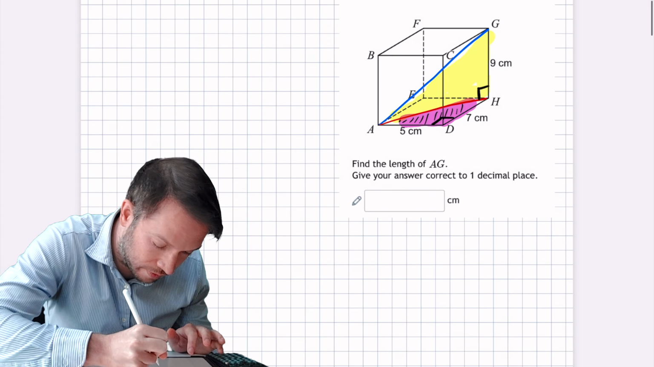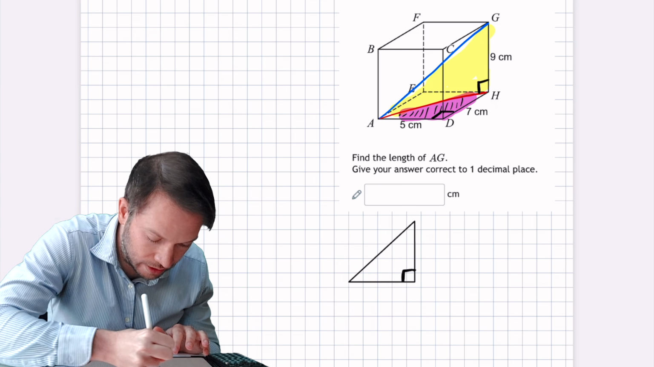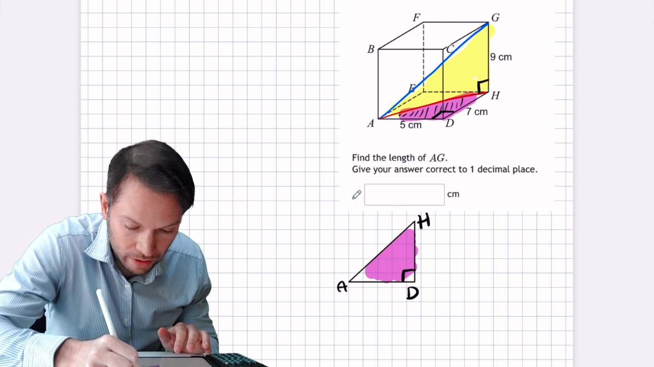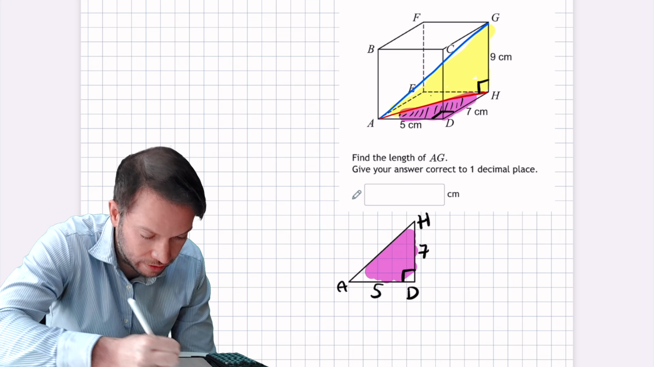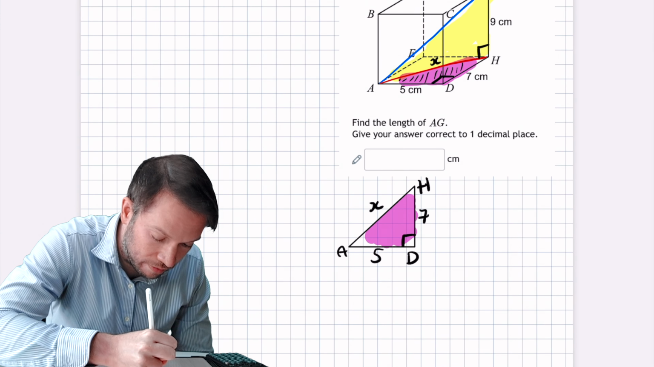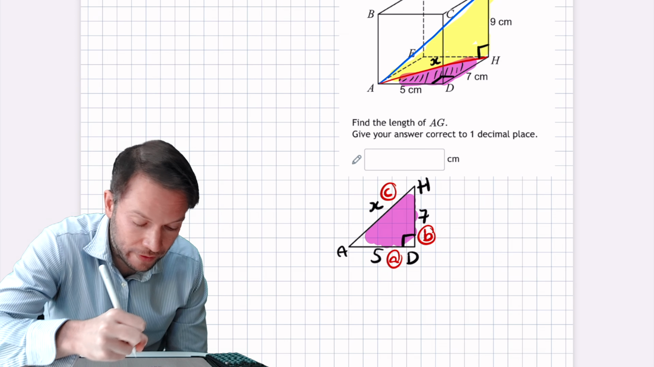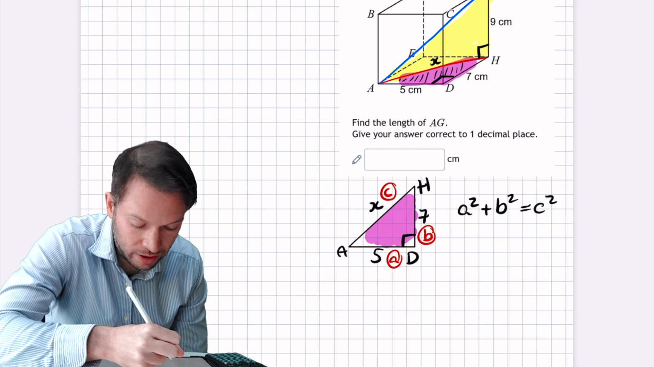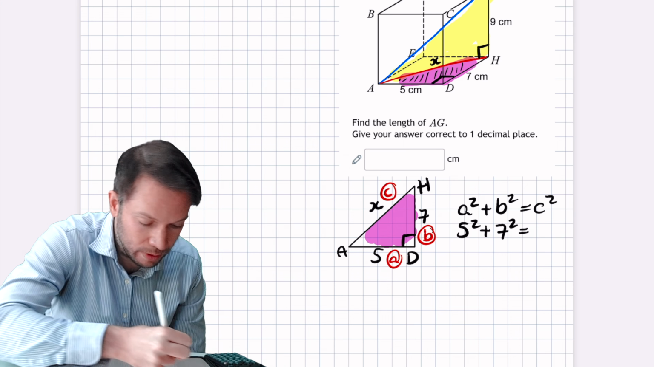So if we look at ADH first, this is the purple triangle. We know that this length is 5, this length is 7, and we want to find this red length here. Let's call it X for the moment. Now remember how Pythagoras theorem works. You label the two shorter lengths as A and B, and the hypotenuse, the longer side, as C. Then Pythagoras theorem states that A squared plus B squared is equal to C squared. So 5 squared plus 7 squared is equal to C squared, which is X squared.